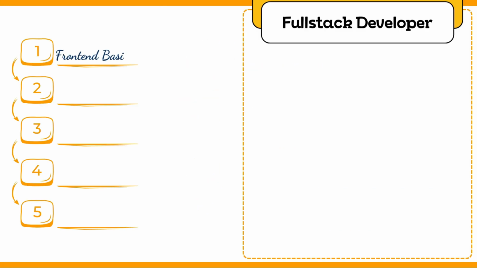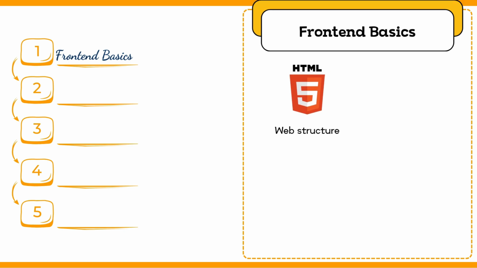Now, let's break it down into clear, actionable steps. Step 1. Start with the front end, which is the visual part of any website or app. To begin, learn HTML to structure web pages. It's like the blueprint of a house. Next, dive into CSS to style those pages. Think of it as interior design for your website.